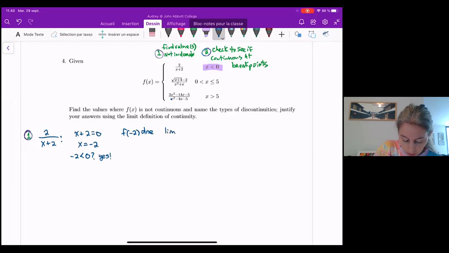So I'm going to look then at the limit as x approaches -2 of 2 over x plus 2. And when I do that, I plug in and I get 2 over 0, which I know gives me infinity, negative infinity, or does not exist. Because this is not a limit problem, it's a continuity problem, I can therefore conclude that x equals -2 is an infinite discontinuity.